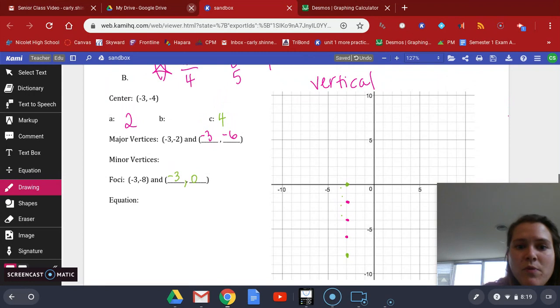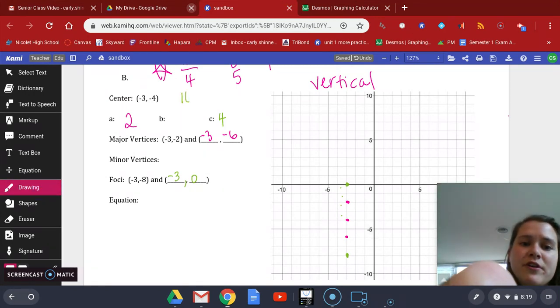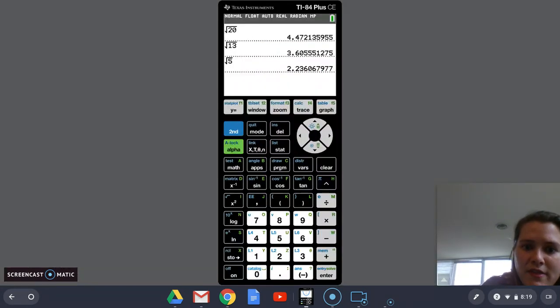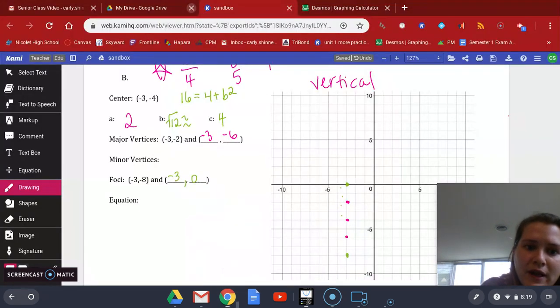So similar to what we did up here, let's use our foci equation kind of in reverse now. So 16 equals 4 plus b squared. So that gives me a b of root 12. So let's get a decimal approximation on that. And it is about 3.5. Ooh, I like that one.